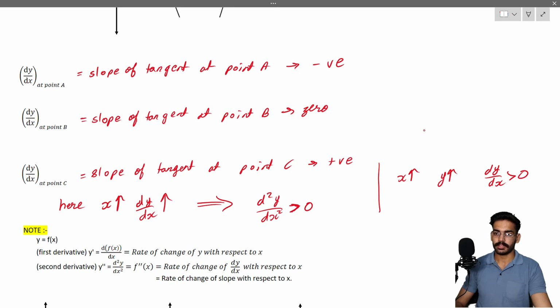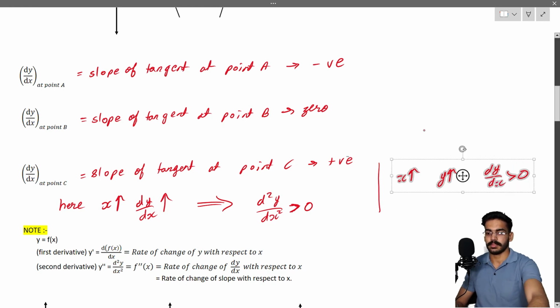And here what we are saying is, if dy by dx is increasing with respect to x, then the derivative of it is positive. So in place of y, we replaced it with dy by dx, and the differentiation of dy by dx with respect to x is greater than 0. Don't worry, we will solve enough examples, you will be able to relate to it and understand it.